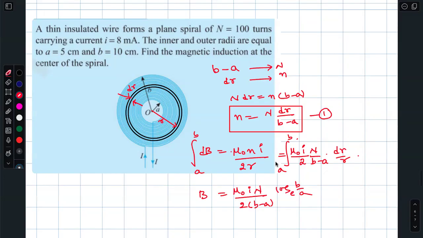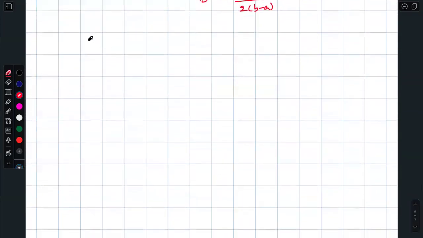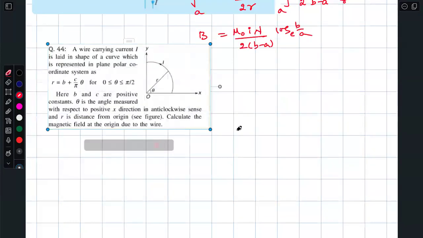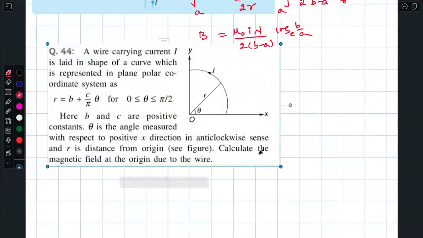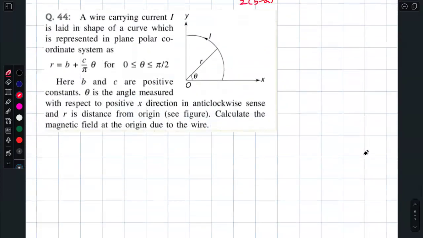Very, very important model. There are two such problems which are really very important. Very, very good question. I'll try to do this.